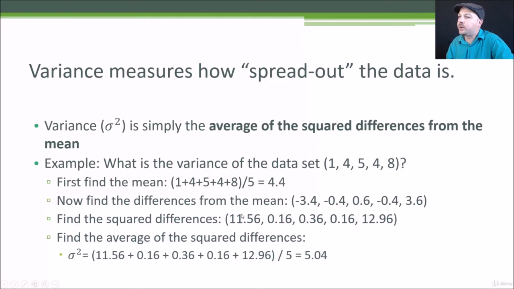So negative 3.4 squared is positive 11.6. Negative 0.4 squared is a much smaller number, 0.16, because that's much closer to the mean of 4.4. 0.6 is also close to the mean, only 0.36, but as we get up to the positive outlier, 3.6 ends up being 12.96. Okay? And to find the actual variance value, we just take the average of all of those squared differences from the mean. So we add up all these squared variances, divide by 5, the number of values that we have, and we end up with a variance of 5.04. Okay? That's all variance is.